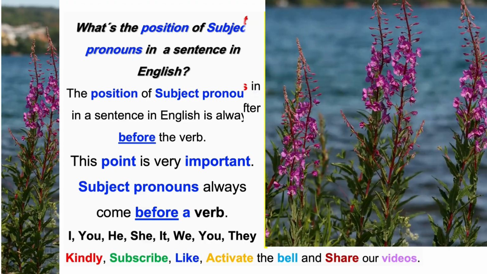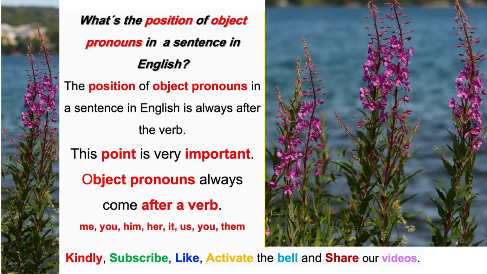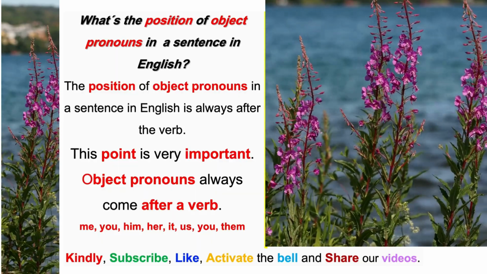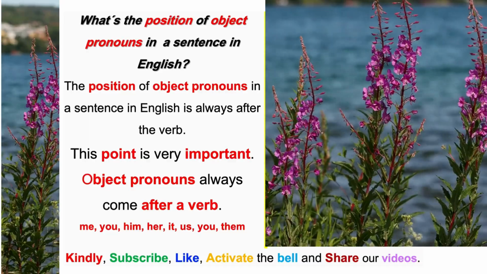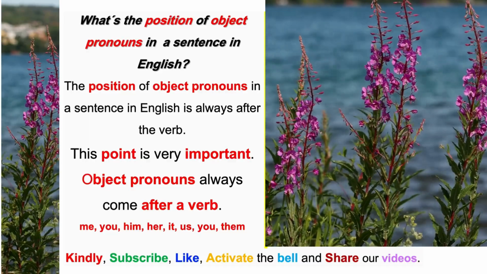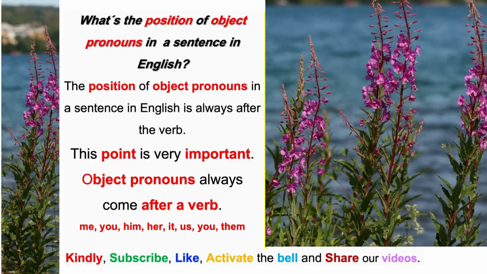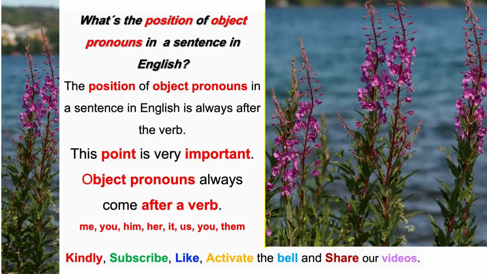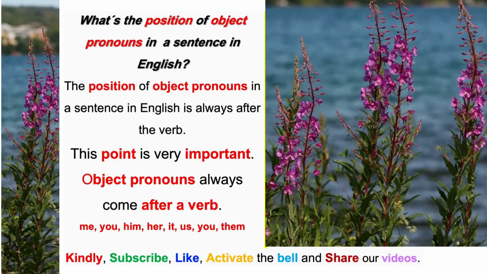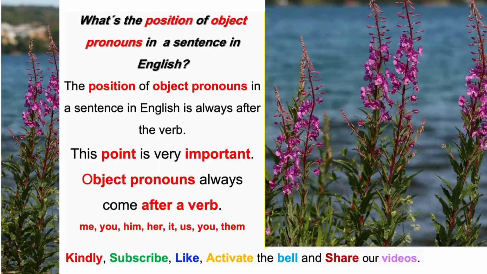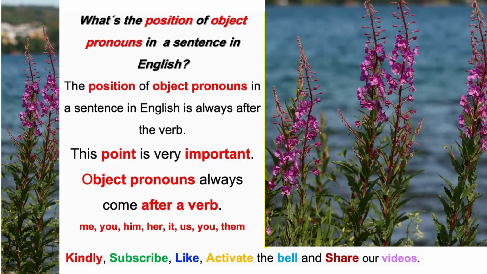Let's continue. What's the position of object pronouns in a sentence in English? The position of object pronouns in a sentence in English is always after the verb. This point is also very, very important. Remember, object pronouns always come after a verb. So me, you, him, her, it, us, you, them always come after a verb.